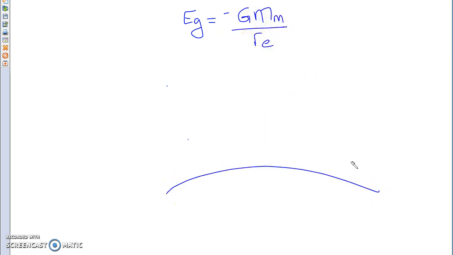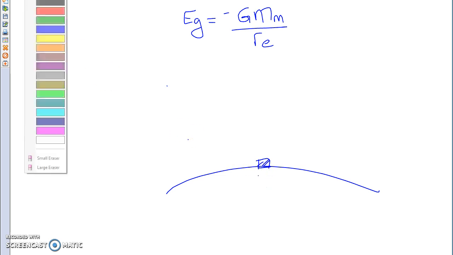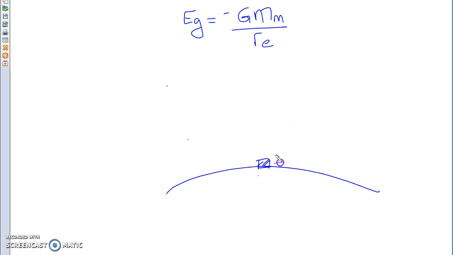So yesterday we were taking a look at how energy changes, and we came up with the following. We said Eg at the surface is negative big G, big M, small m over RE, when my rocket, for example, was on the surface of the Earth. So right here, my EG was negative G, big M, small m over RE.